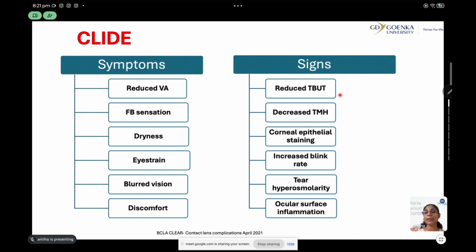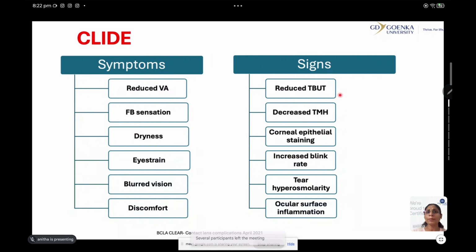So you need to understand the clinical cutoffs to be able to know that this person has a definite reduction in tear breakup time. Of course, then you go by the decreased tear meniscus height, the corneal epithelial staining, increased blink rate. Now, don't get confused that I just mentioned a slide ago that they blink impartially. Now, blinking several times and blinking impartially are two different entities.